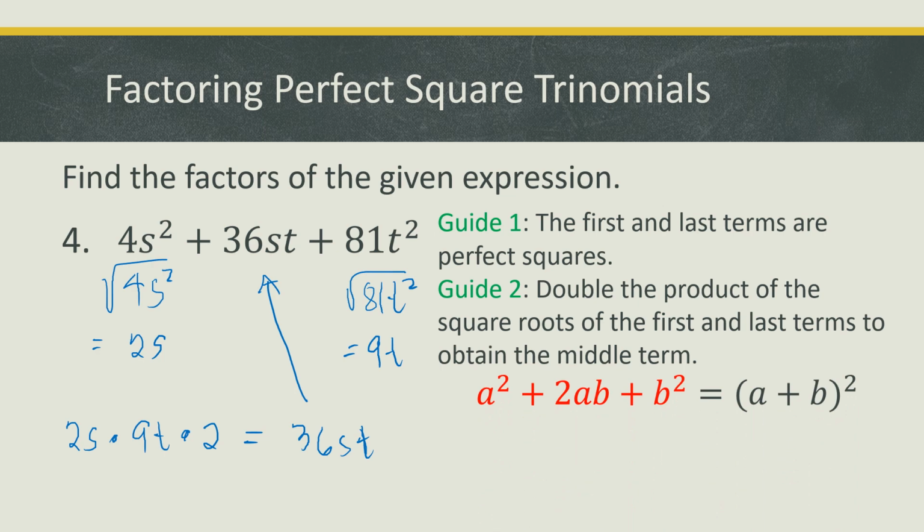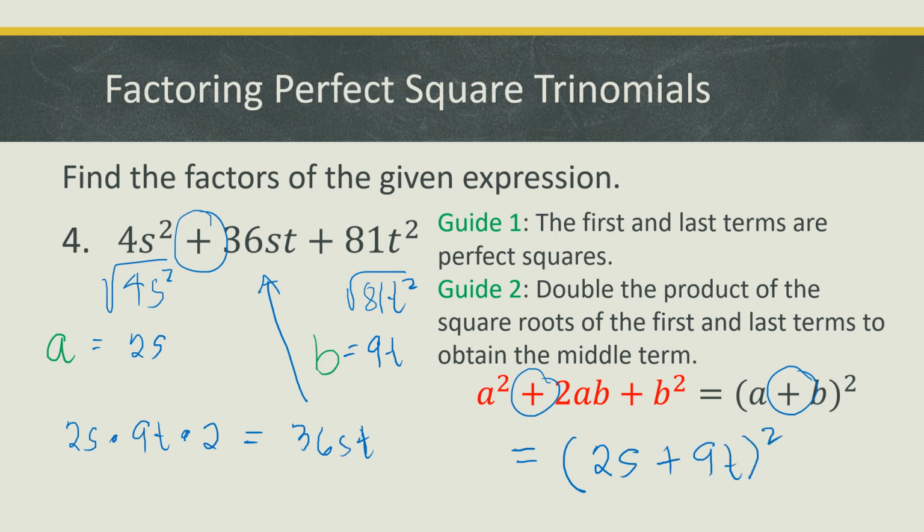So we will use the positive formula as the middle term is positive. So the answer should be positive. We will use the square root of the first term as the a value, and the square root of the last term as the b value. Therefore, we have 2s plus 9t squared. And that is all for factoring perfect square trinomials.